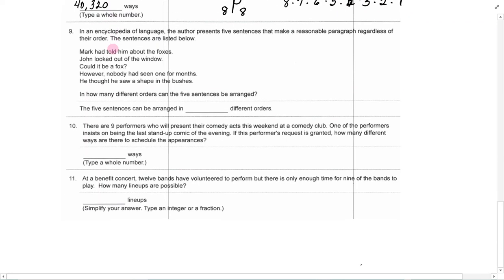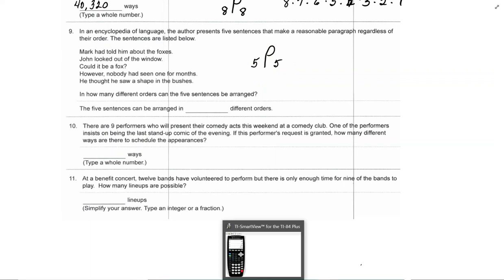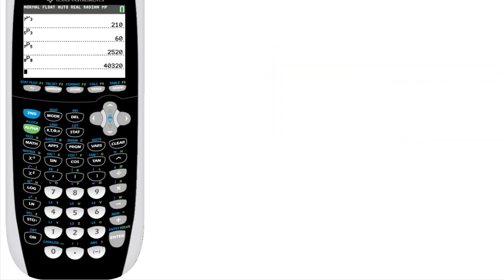Number 9. In an encyclopedia of language, the author presents 5 sentences that make a reasonable paragraph regardless of their order. It is a different paragraph, but it's supposed to make some sense. So, in how many different orders can the 5 sentences be arranged? We have 5. We are looking at the permutations of taking all 5 of them. So it is permutation 5 taken 5 at a time.